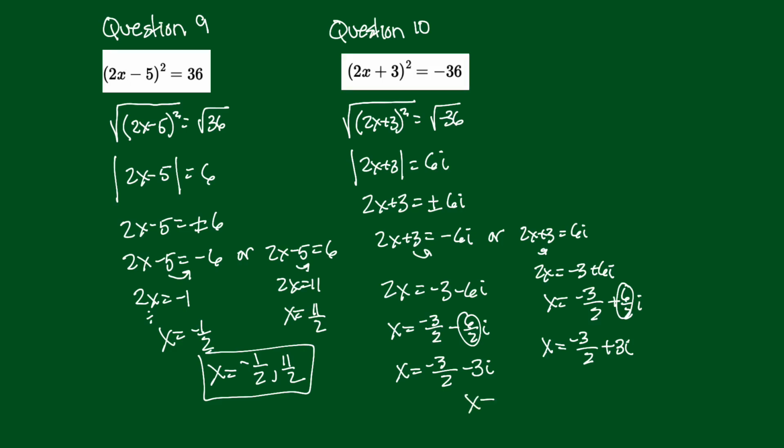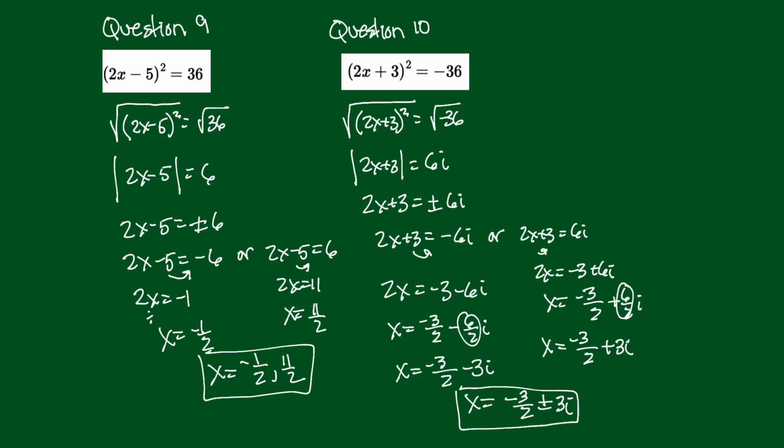So here's what I get. X is equal to negative 3 halves plus or minus 3i. I like to write it like that. But the book has us doing this, all right?